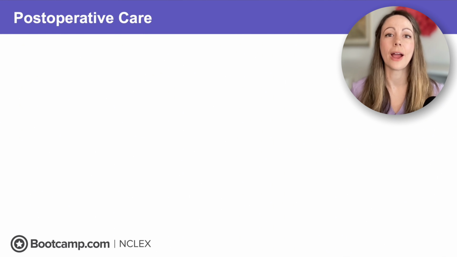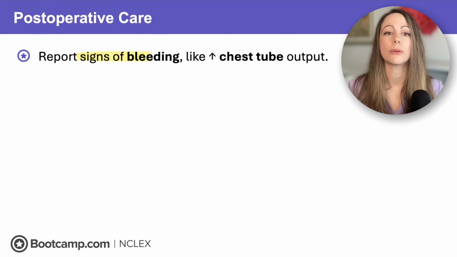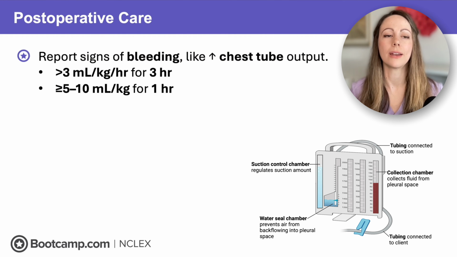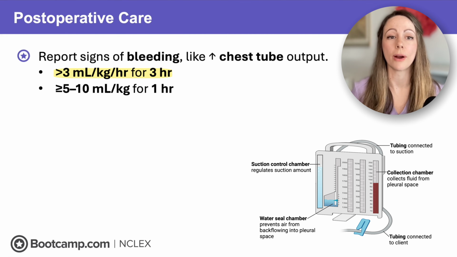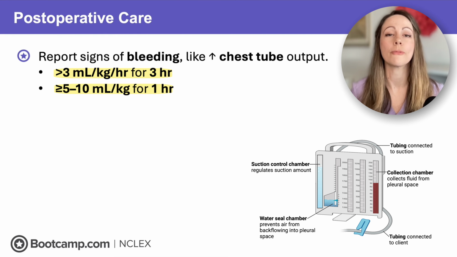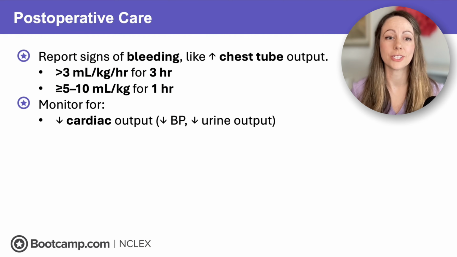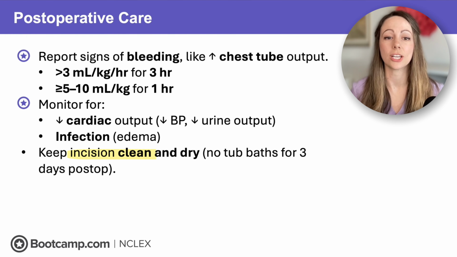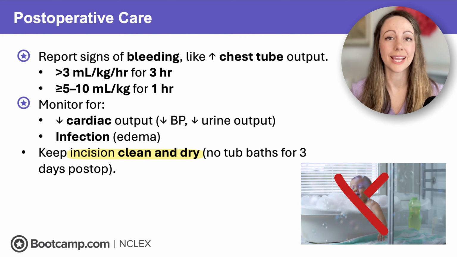So postoperative care, after this client has had heart surgery, we need to report signs of bleeding like increased chest tube output. So signs of that are any kind of output greater than 3 mLs per kilogram per hour for 3 hours, or greater than or equal to 5 to 10 mLs per kilogram for 1 hour. Next, we monitor for decreased cardiac output, like decreased blood pressure and decreased urine output. We also need to look for infection, like we do with any postoperative client, signs like edema or redness. Lastly, we need to keep that incision clean and dry to prevent any kind of infection. No tub baths for the first 3 days postoperatively.